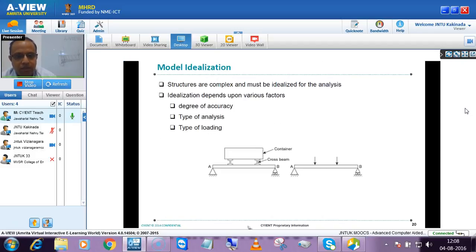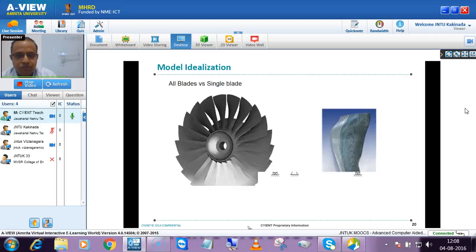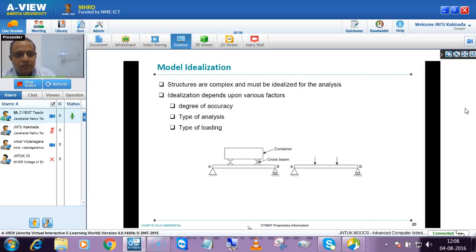So today we'll have a brief introduction about model idealization. Generally, this model idealization needs to be carried out because our structures are very, very complex. So, for example, take this example.